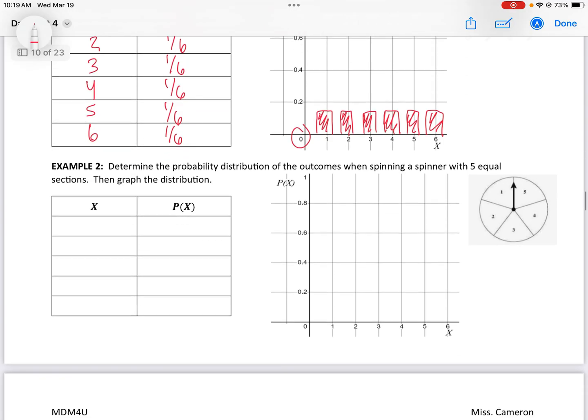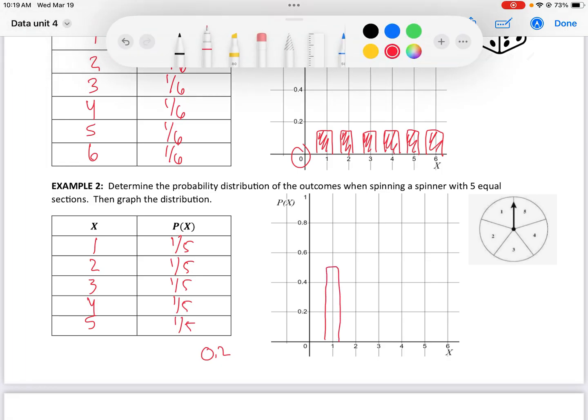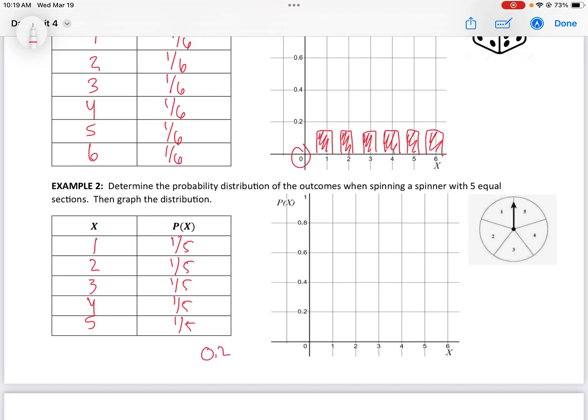Now, determine the probability distribution of the outcomes when spinning a spinner with 5 equal sections. So instead of the outcomes being 1 to 6, now they're just 1, 2, 3, 4, and 5. And the probability of each occurring is 1/5, which is 0.2. So the probability of 1 occurring is 0.2, and 0.2 for 2, 3, 4, and 5. There's no 6, so we stop there.